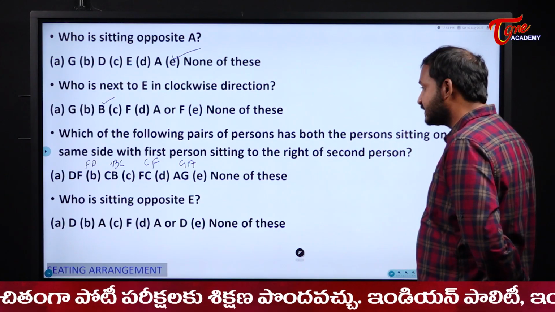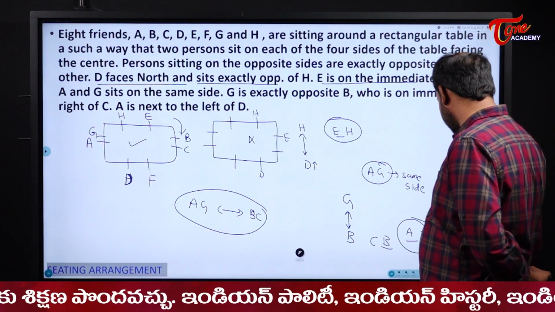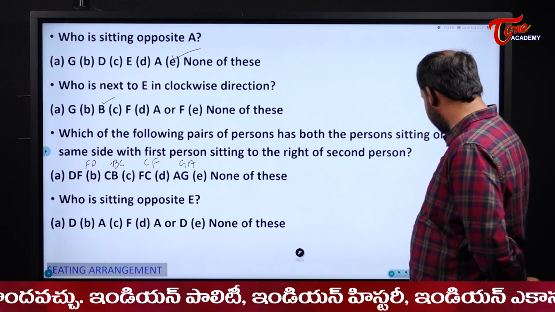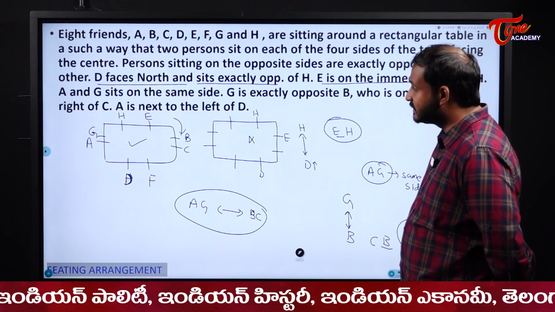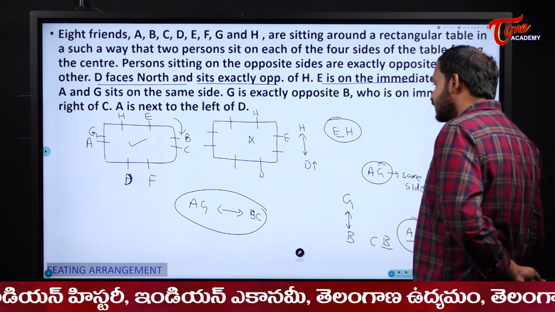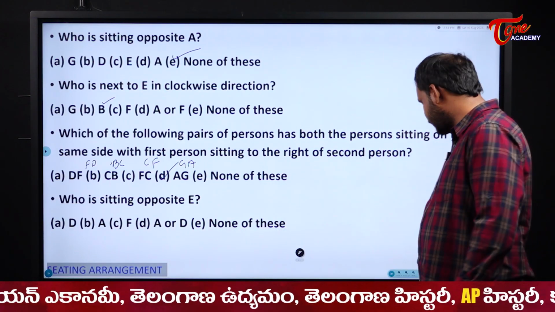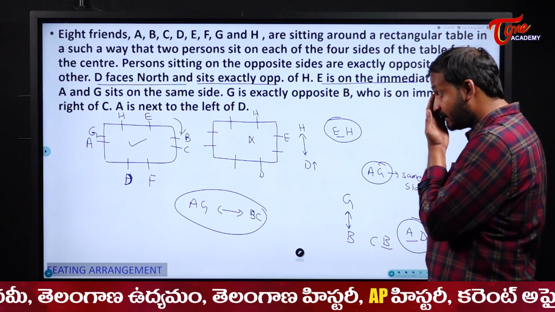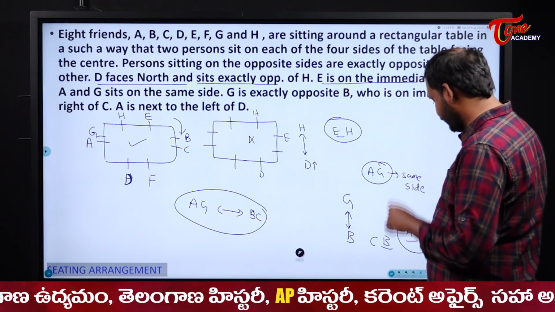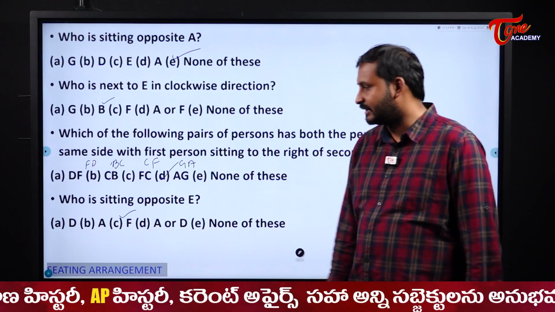CF. C's right side is B actually. So that one is also wrong. Next, GA. G's right side is A. Yes, G's right side is A. So our answer here becomes G's right side as A. That is option D. Who is sitting opposite to E? F is sitting opposite to E.